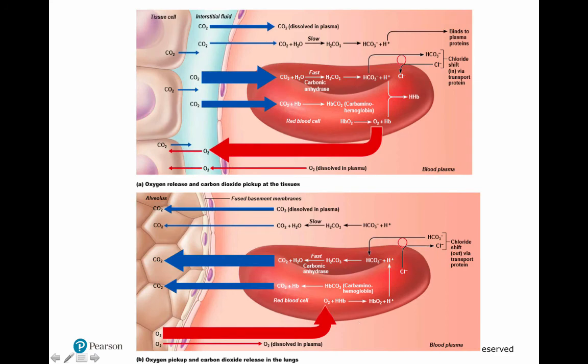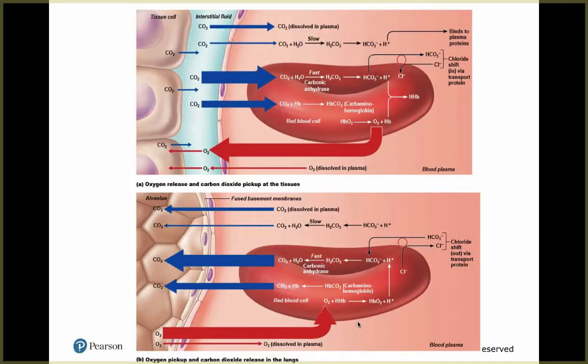So essentially you can see here that here is the tissue, here's the interstitial fluid, and this is the blood. In this first one, you can see that oxygen is released in the form of the hemoglobin attaching to the oxygen and then severing that attachment and releasing it out into the cells or the tissue itself.